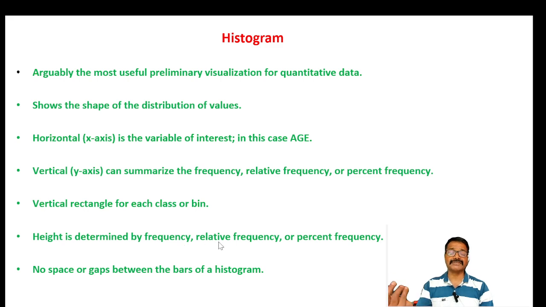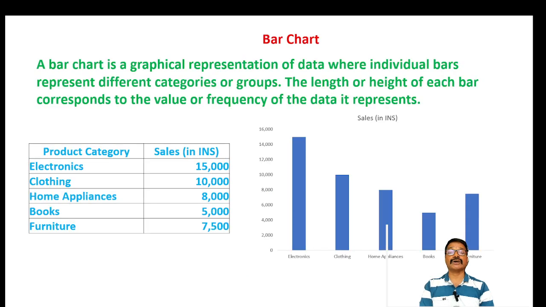So on the y-axis, whatever form you want to have the data in, maybe frequency or percentage frequency, that can be taken. And there is no space or gap between the bars of the histogram. It is continuous, so there will not be space. Each bin will be continued to the next. Okay. Now let us talk about the bar chart.